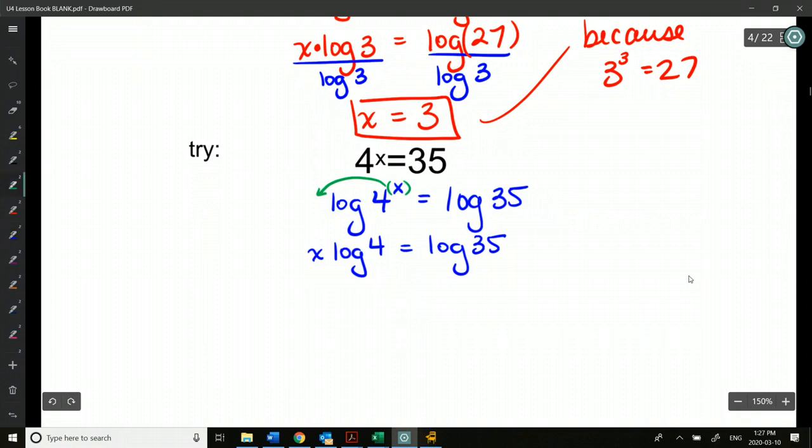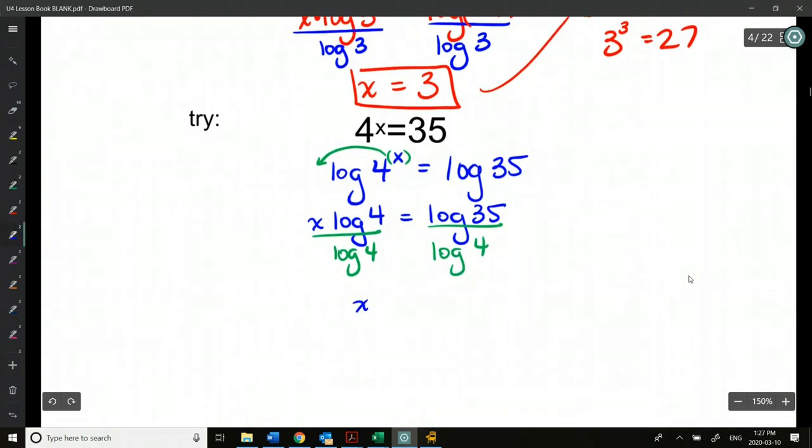Okay, and now how do I get x by itself? You divide by log 4. We will divide by log 4, that's right. Okay, so in your calculator, you're going to enter in log of 35 divided by log 4. If you're having any difficulty getting your answer, I will touch base with you after, okay?